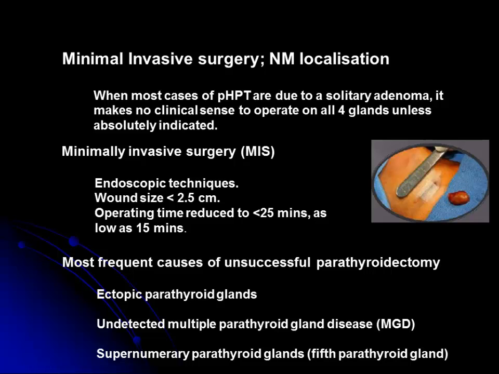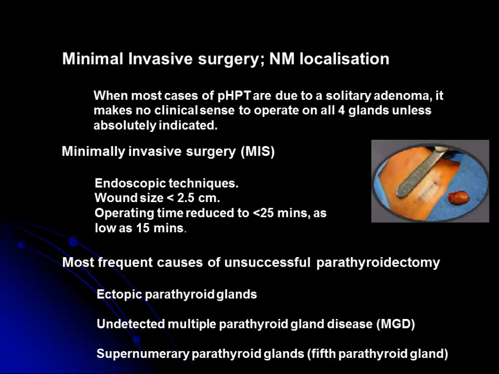Since most cases of hyperparathyroidism are due to a solitary adenoma, it makes no clinical sense to operate on all 4 glands unless absolutely indicated. In minimally invasive surgery, nuclear medicine directs the surgeons to where the abnormality is, so they can use an endoscopic technique. Wound size has gone significantly down from 10 to 2.5 centimeters, and operating time is reduced to less than 25 minutes, as low as 15 minutes.